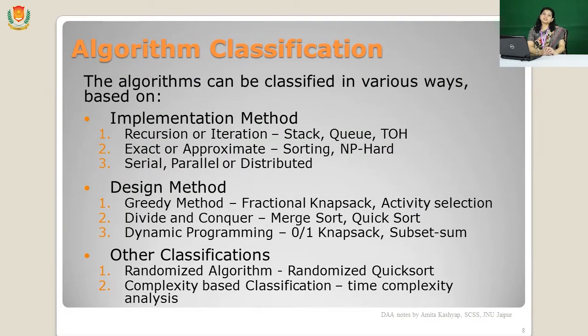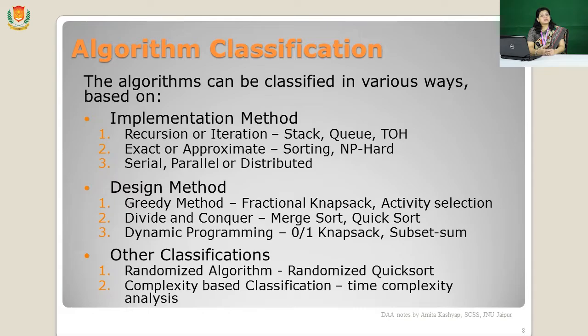Moving to classification of algorithms. An algorithm can be classified in several ways. One is classifying the algorithm depending on the implementation method. How the algorithm is being implemented can also decide the different types of classification.